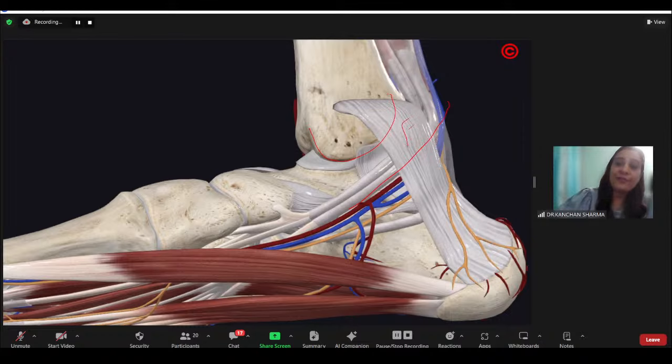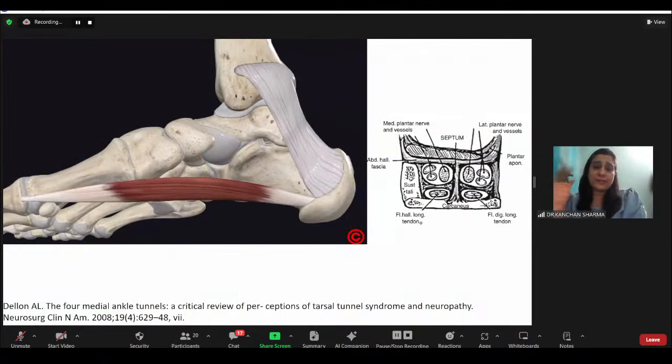The flexor retinaculum forms the roof, and the floor is formed by the posterior medial aspect of the talus, the medial aspect of the navicular, and the medial surface of the calcaneum. Now, surgeons call it a proximal tarsal tunnel and a distal tarsal tunnel. So they ask what exactly is beneath this flexor retinaculum.